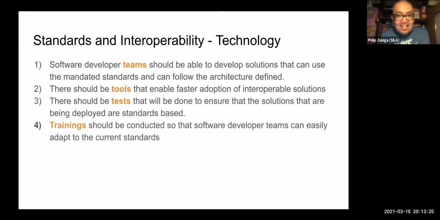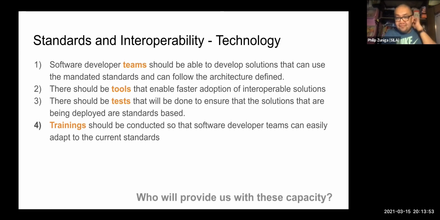And number four, training should be conducted so that software developer teams can easily adapt to the current standard. So there should be training. Okay, so software teams should be able to implement solutions. There should be tools. There should be tests, and there should be training. So these are important for us to have interoperable solutions at that technology level.